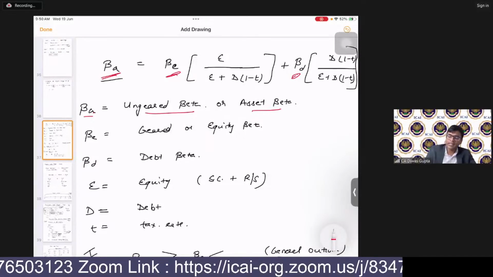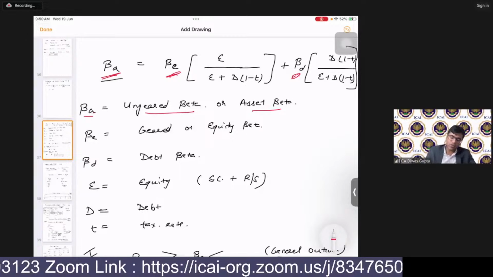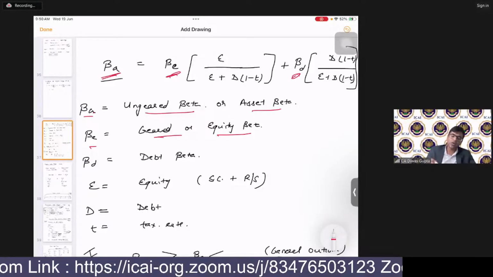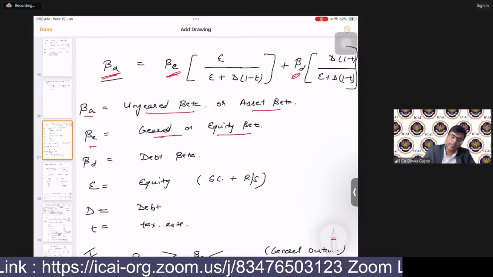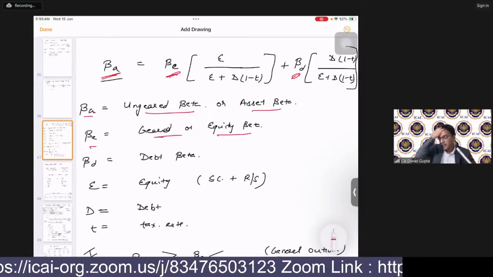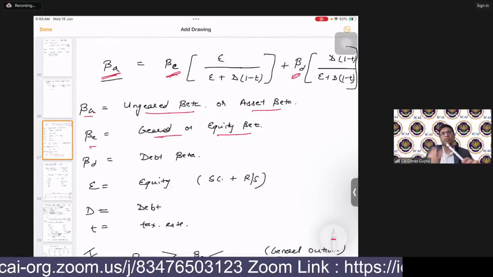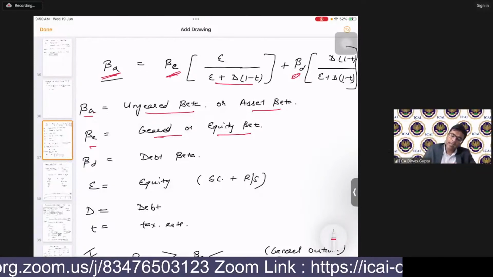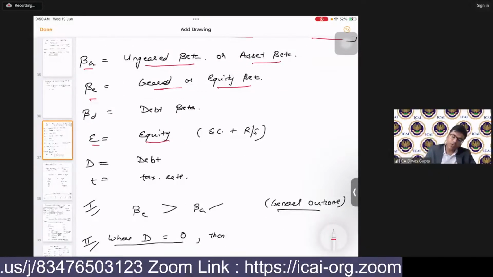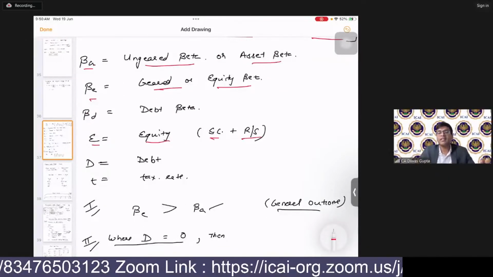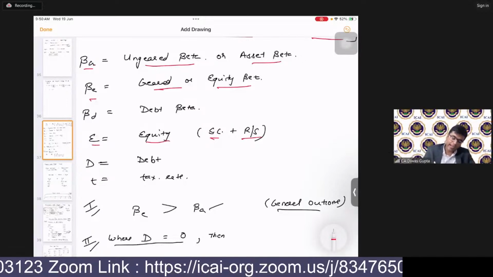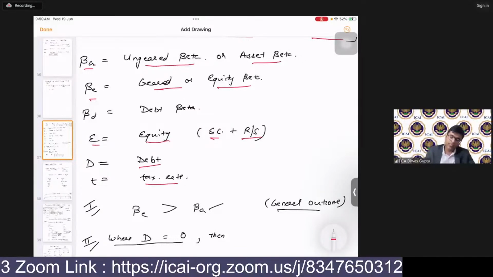Why ungeared? Because debt is also getting added here. Equity beta is called geared beta. So the formula to calculate is equity beta multiplied by equity proportion of the capital, E divided by E plus D, into 1 minus tax rate. And similarly for debt, we will multiply with debt. So E is equal to equity, where we take share capital plus reserves and surplus, because reserves and surplus are also part of equity, and D is equal to debt. T is equal to tax rate.